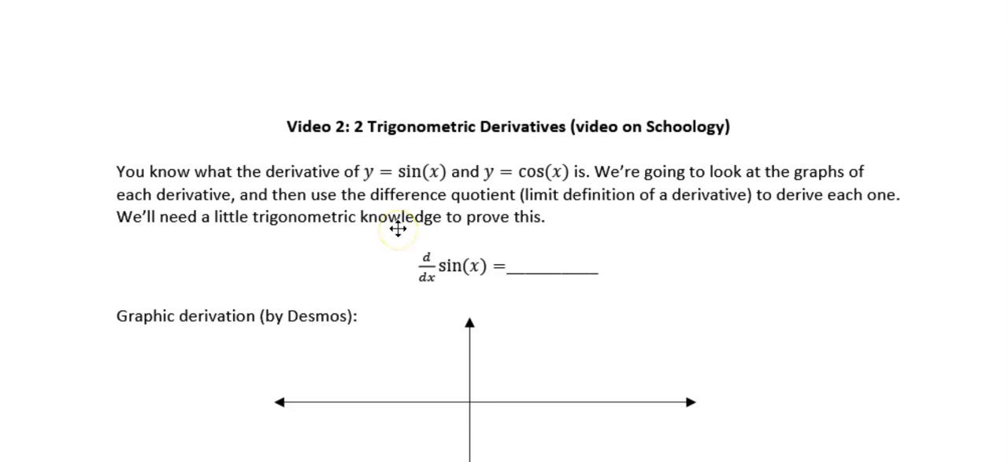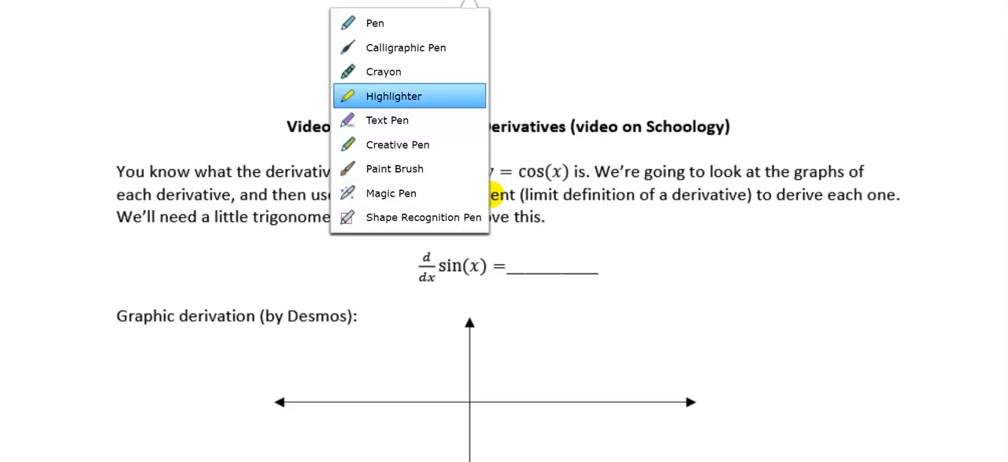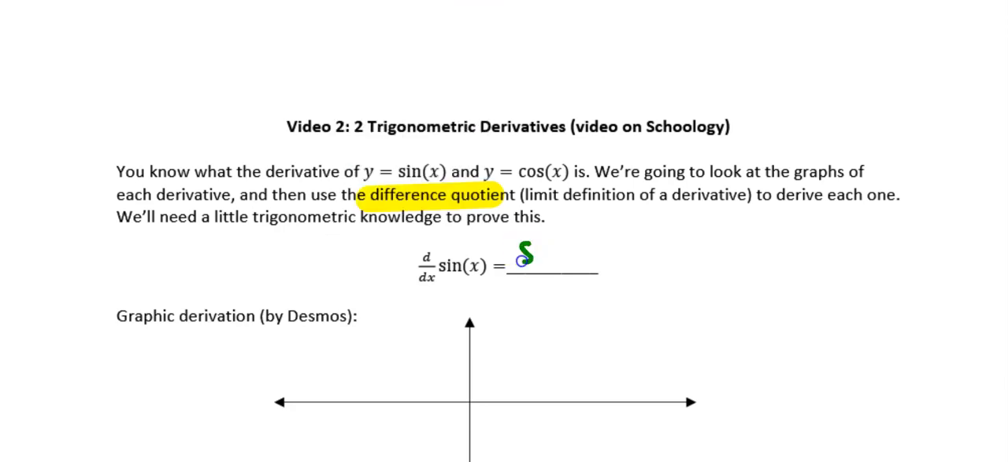Okay, we're going to look at the graphs of each derivative, and then we're going to use the difference quotient to derive each one, and we're going to need a little trigonometric knowledge to prove this. So first of all, you already know what the derivative of sine x is. Just write it in there.